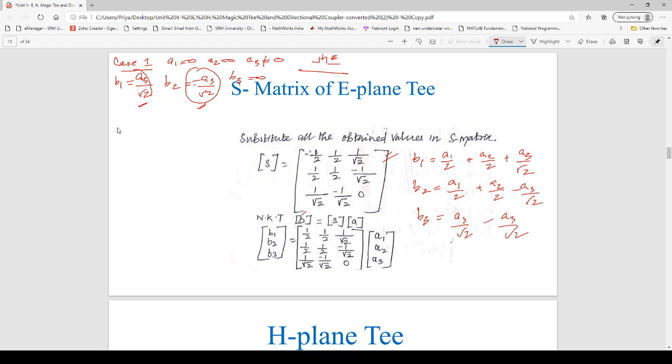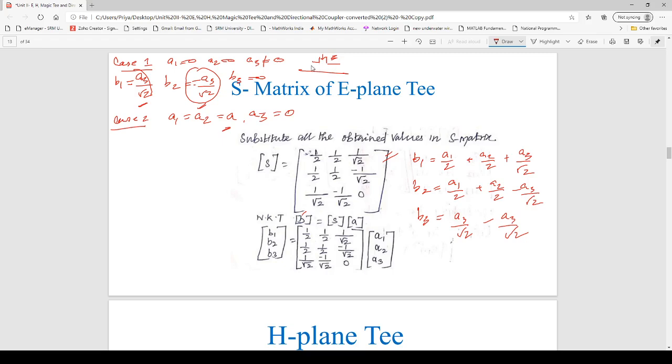So let me take one more case. Case 2, I am assuming A1 equal to A2 equal to A, and A3 is equal to 0. So what is the meaning of this? I am giving some input at port 1 and port 2 but not at port 3. So what will happen in your E plane if I give the same amount of input at port 1 and port 2?